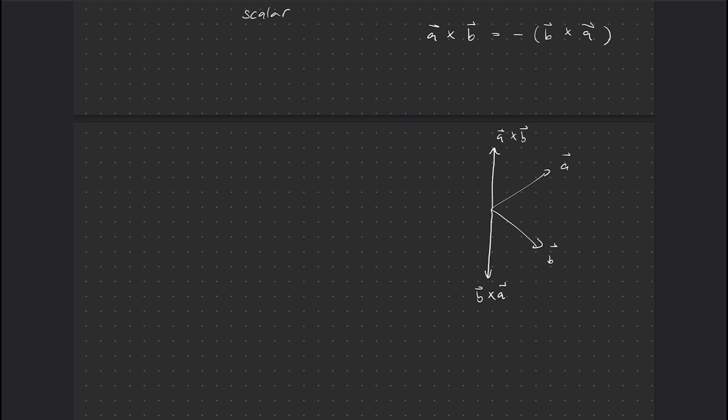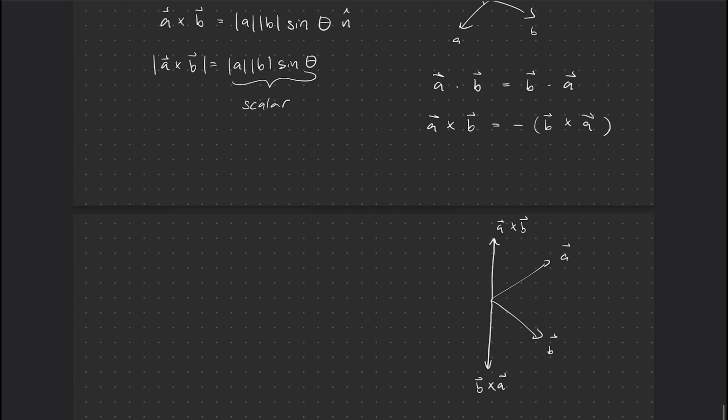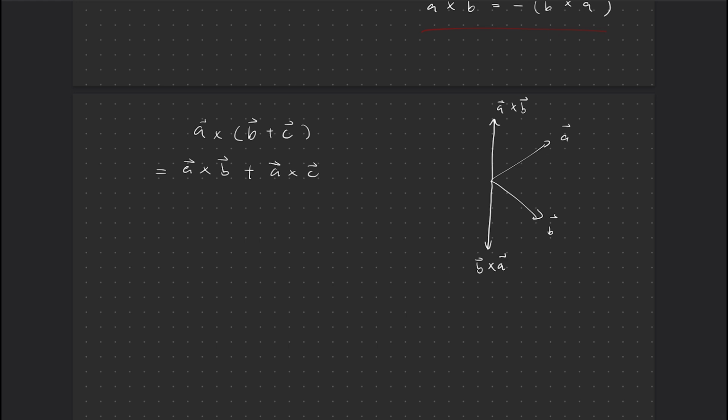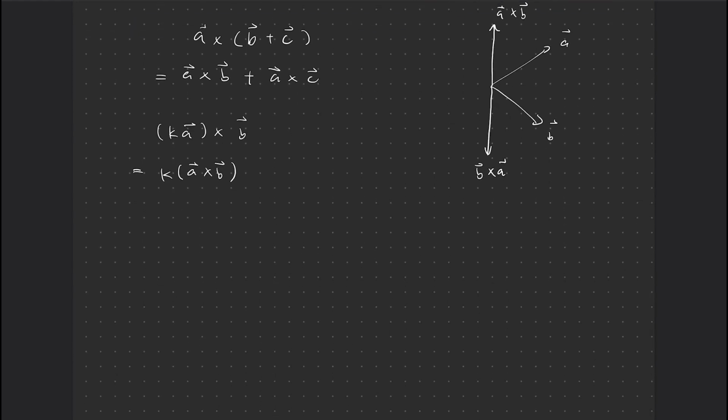Now we can look at some more properties of this operation. For example, we already had this one. This is important, and we also have the distributive property over addition. If these are all vectors, this gives us A cross B plus A cross C. And scalar multiplication works similarly to dot products, where this is equal to the scalar multiplied by the cross product of both vectors, because it really applies on both things.